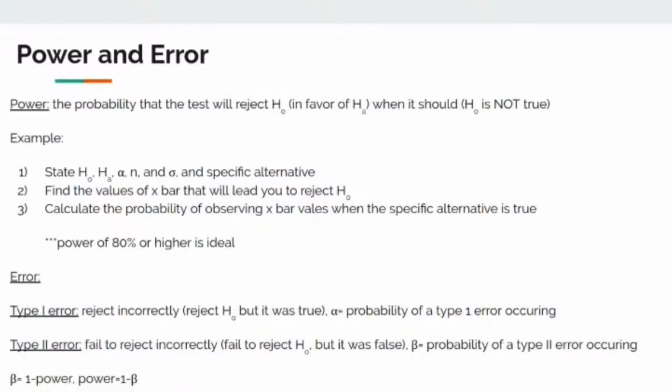And then step 3 is calculating the power of observing x bar values when the specific alternative is true. And this can be done by using the calculator by using normal CDF. A power of 80% or higher is ideal.